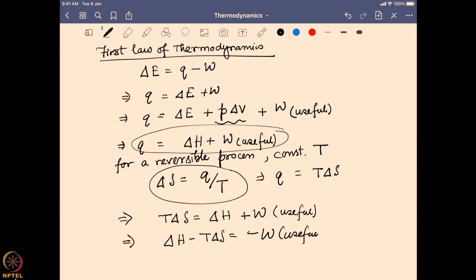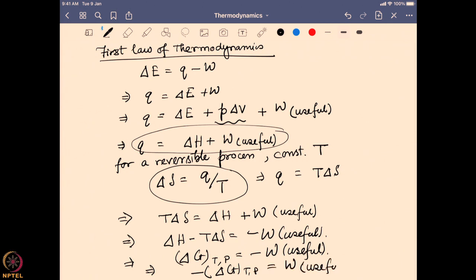We are just multiplying with minus 1 on both sides. So over there we can say this is nothing but delta G at a constant temperature and pressure, it is nothing but minus W useful. Or taking the negative to this side, negative delta G at constant T and P is going to give me the idea about how much useful work I can do for a particular system. So it is another elongated discussion of what the useful work is and how it is connected with the Gibbs free energy, that we are continuing from the discussion of the last segment.